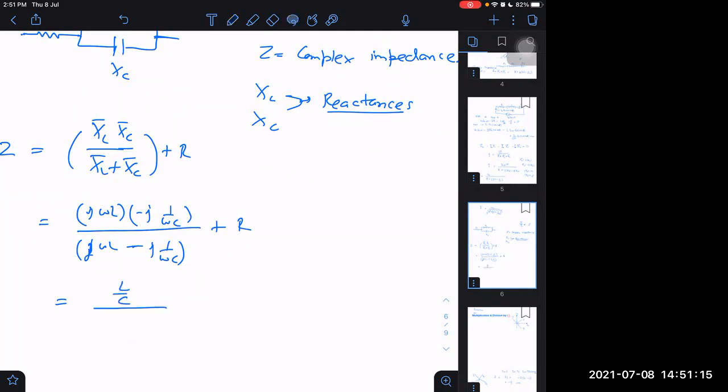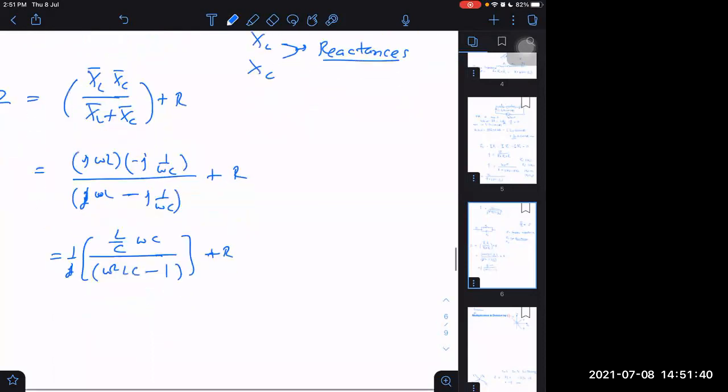What is the denominator? The denominator is j omega L, omega square LC, j omega square LC minus 1, and omega C taken to the numerator, and 1 upon j can be taken out, this plus R. What is 1 upon j? 1 upon j is nothing but minus j. So it becomes R minus j into omega L divided by omega square LC minus 1. Are you getting the same or not?